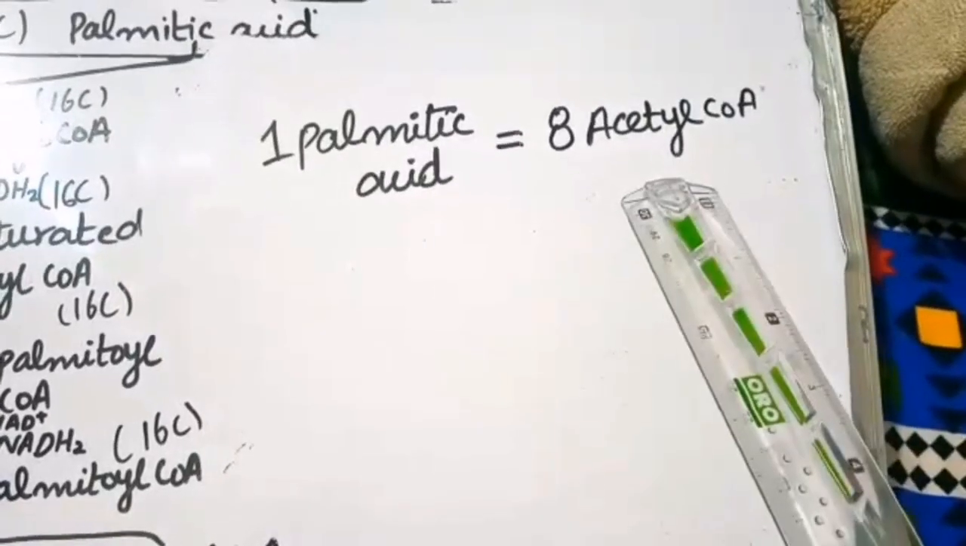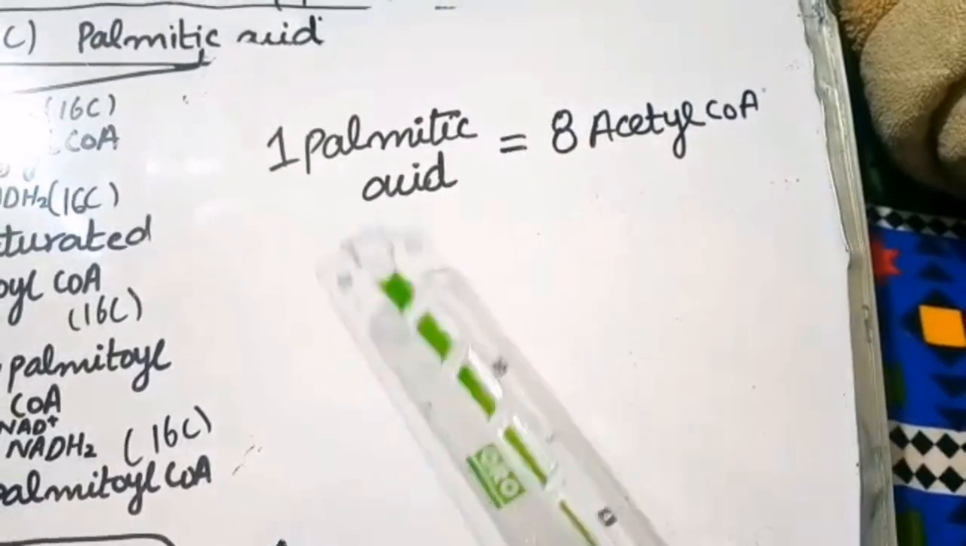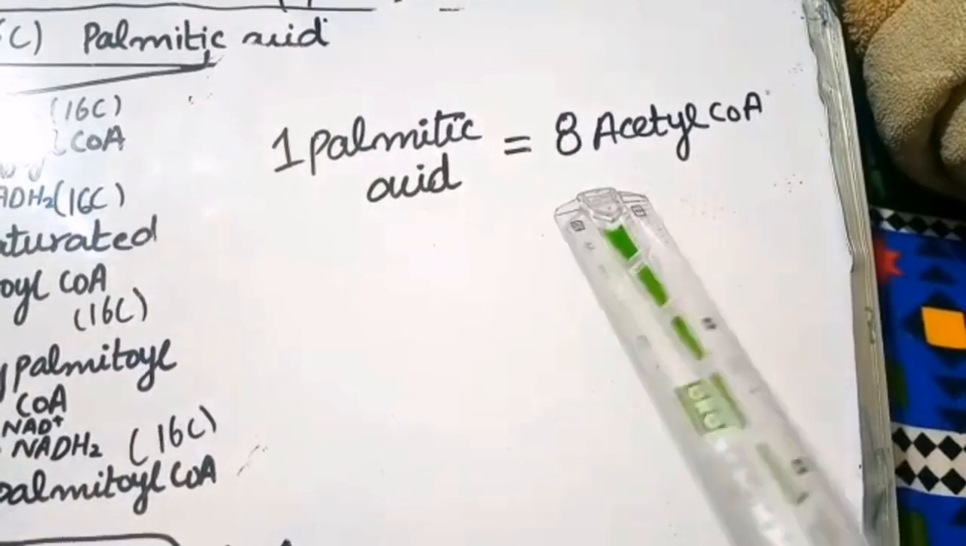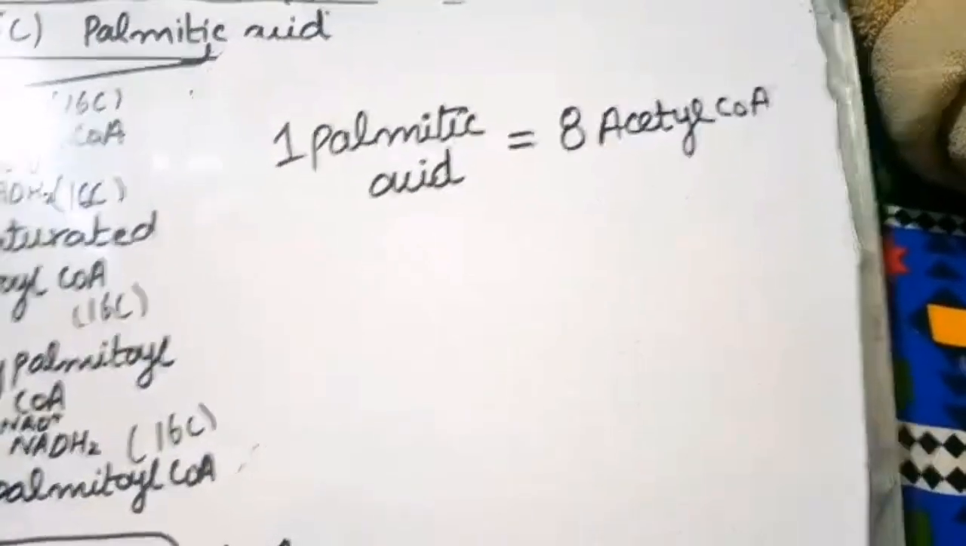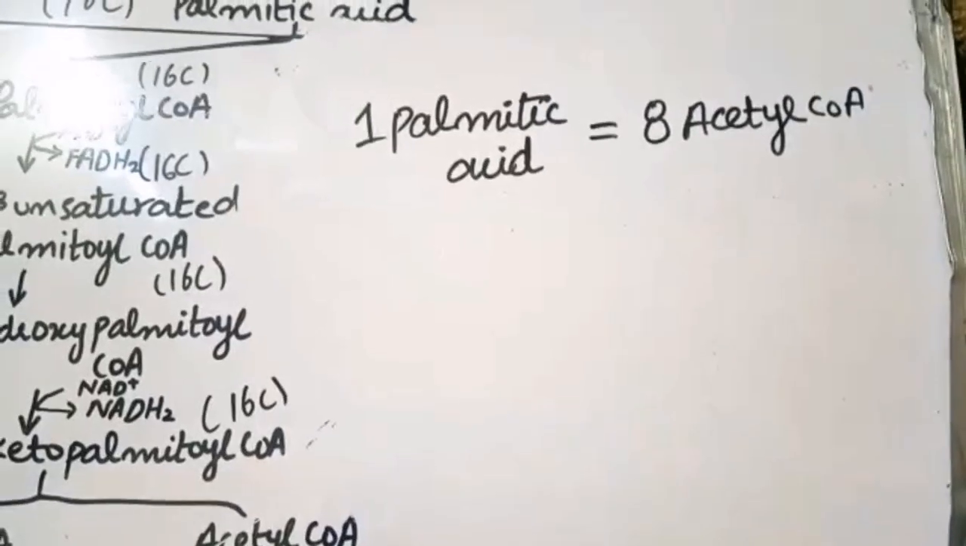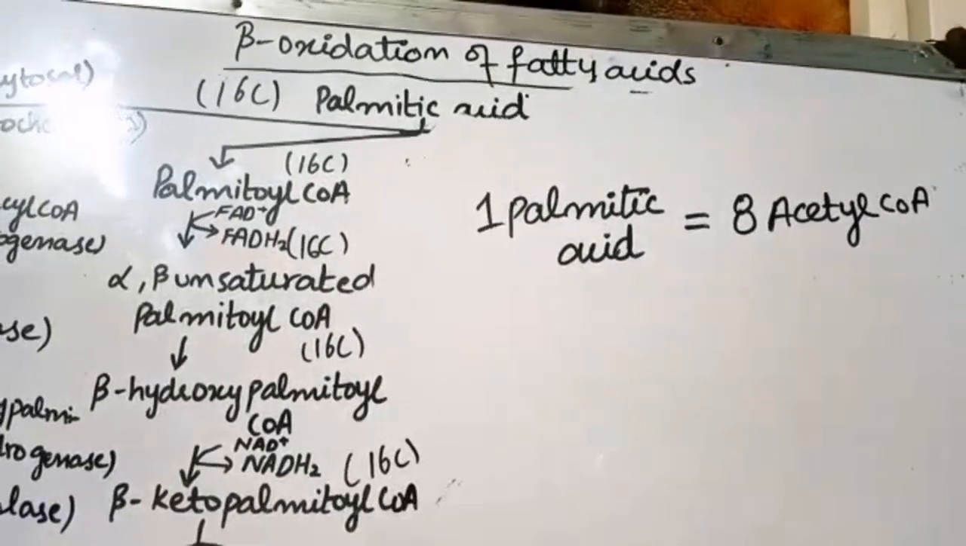This 8 acetyl coenzyme A can again form one palmitic acid compound, and then this one palmitic acid compound will again break down into 8 acetyl coenzyme A. So this is a cycle which will be regulated by many feedback or feed-forward mechanisms, and it will continue to break and form. So that's all for today's lecture about beta oxidation of fatty acids.